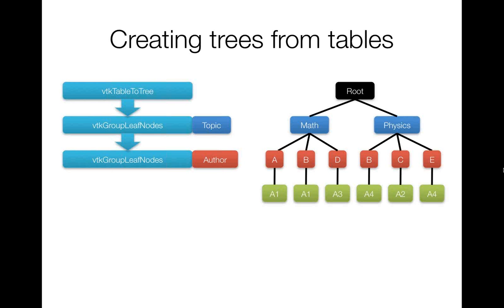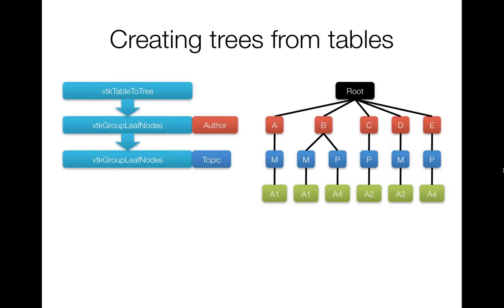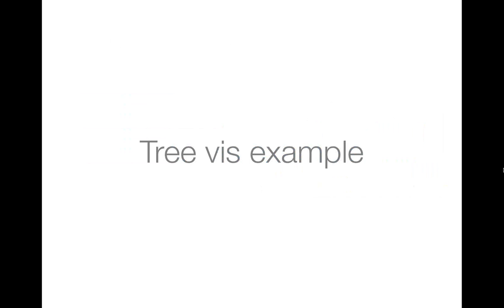So just to demonstrate how this works, you actually use the order of your VTK filters to specify the order of the levels of your tree. So if you change the order of your group leaf nodes filters to first group by author, then by topic, then you'd have your authors A, B, C, D, E, and then these math physics nodes appearing underneath your authors, where if an author authored articles in more than one topic, they'd have multiple children like node B. So it's a fairly flexible way to create a hierarchy out of your data.